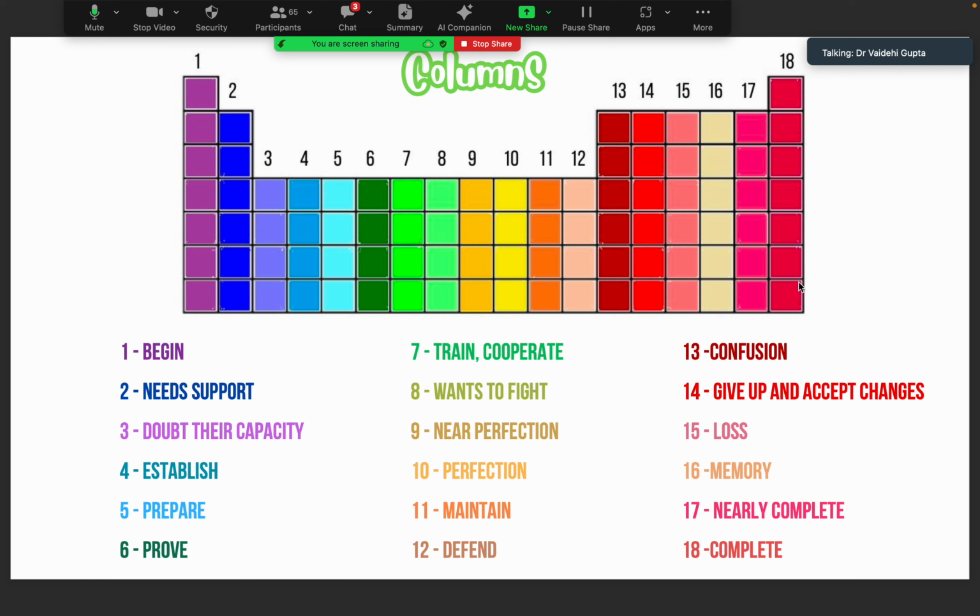When there is an employee, he doesn't want his colleague to get his post, or another student to get his rank. So he wants to defend himself. Column 13 is about confusion. They know that they can't take that success anymore, they can't hold that success anymore, so there's confusion whether they should leave that thing or continue with it. Column 14 is a give up situation. They give up and they accept the changes.